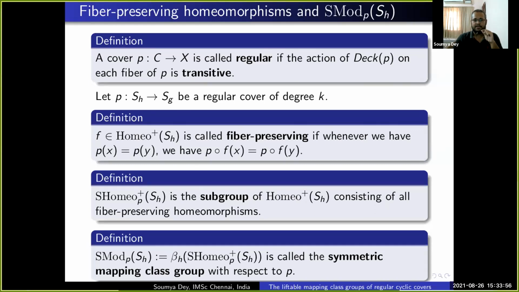F in homeo plus of SH is called fiber preserving if whenever we have Px equal to Py, we must have P composed f of x equal to P composed f of y. Now you consider all such fiber preserving homeomorphisms, and we are denoting this as S homeo plus P of SH. This is a subgroup of homeo plus of SH. And now if we apply this beta map, we have a subgroup of the mapping class group, which is called the symmetric mapping class group with respect to the cover P, S mod P SH.